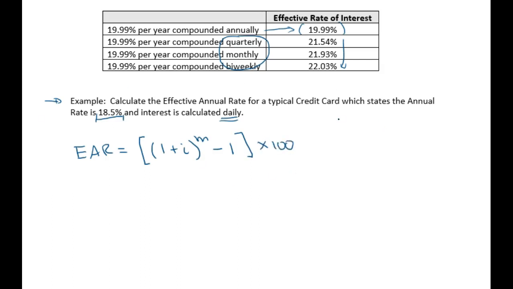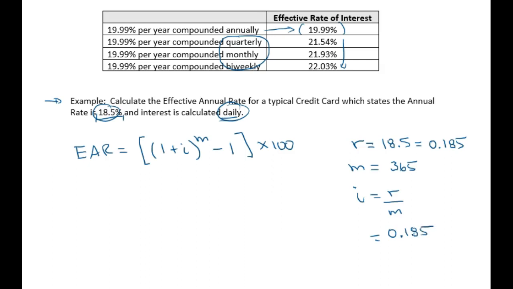So what's given in the question? We have our r value of 18.5, and we know we should write that as 0.185. And we have our m value, compounded daily, so that's 365 times per year. Every day it's being compounded. And then we want to calculate our i value based on that, which is r divided by m, or in this case 0.185 all over 365.